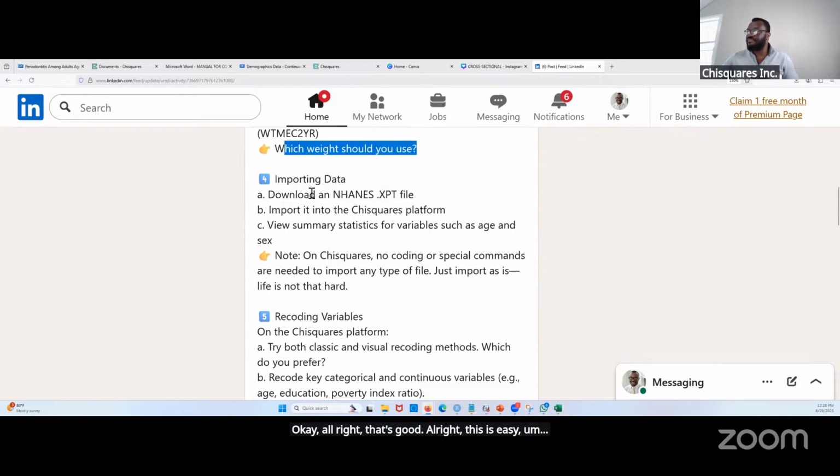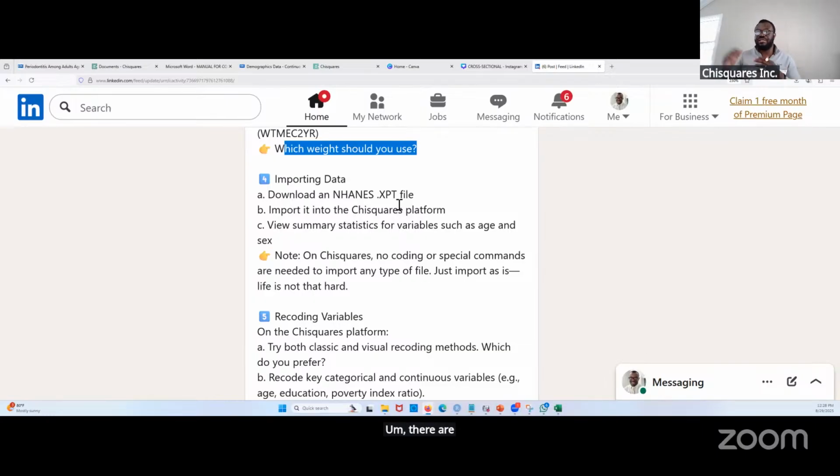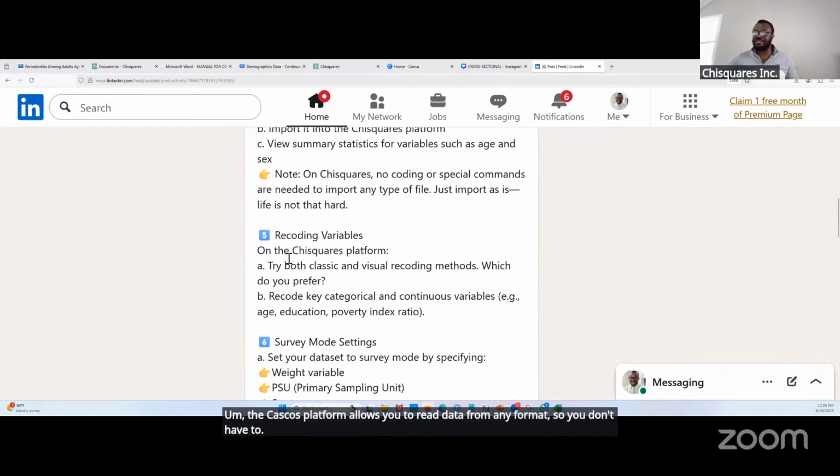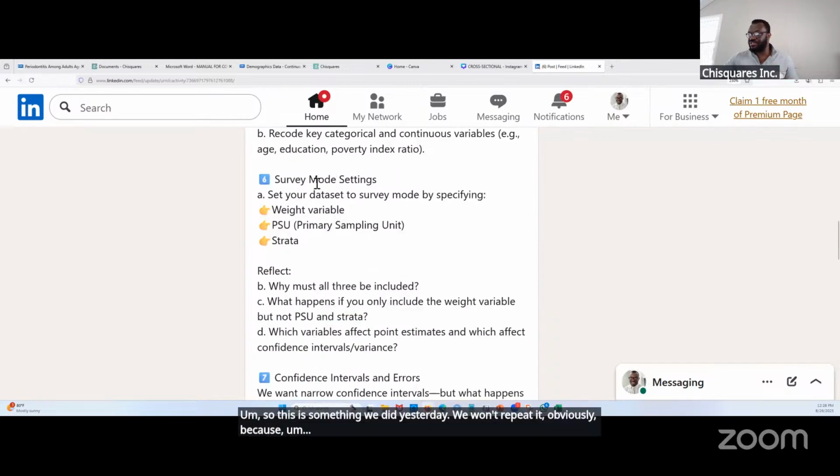The enhanced files come as XPT files. So yesterday we talked about how to download them. They are machine readable files. So please do not save them as text files. If you're reading them on the Chi-Squares platform, you don't have to do anything special. The Chi-Squares platform allows you to read data from any format. You should absolutely try recoding variables and see. This is something we did yesterday. We won't repeat it, obviously, for time considerations.